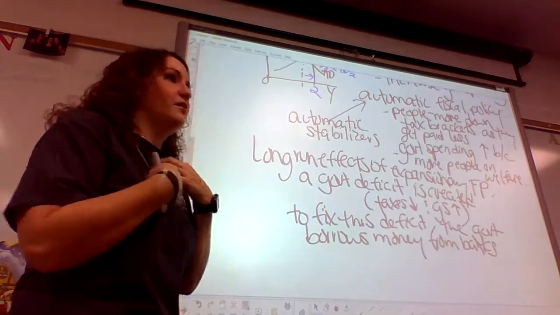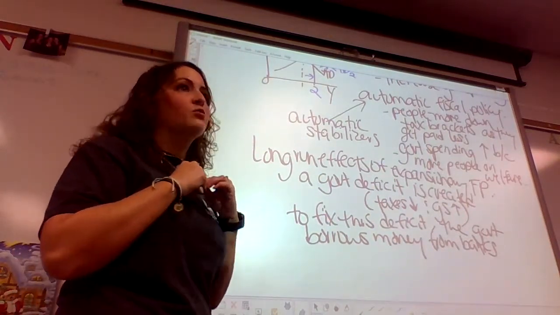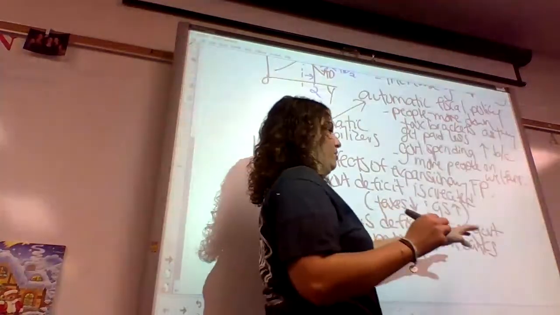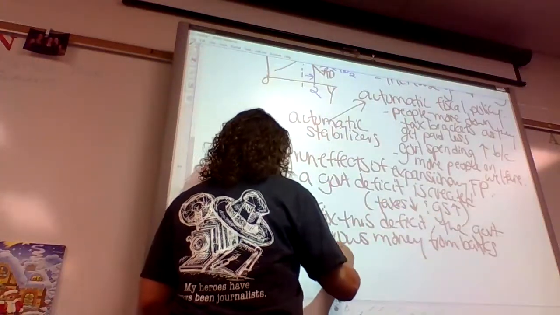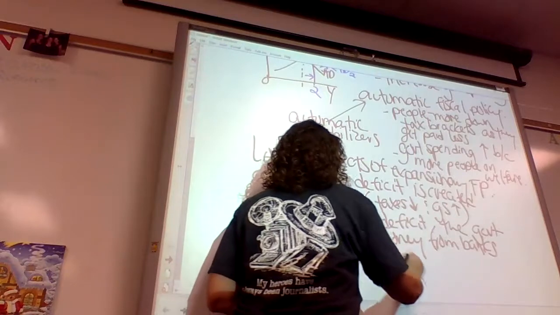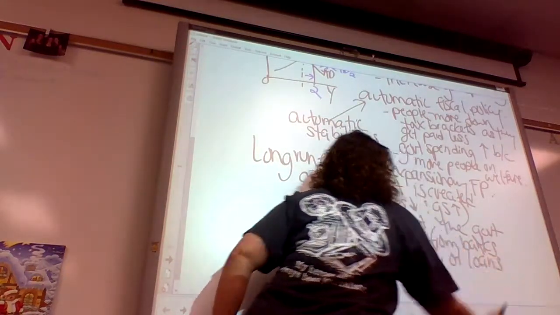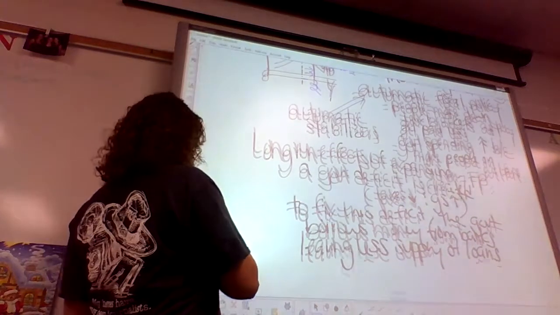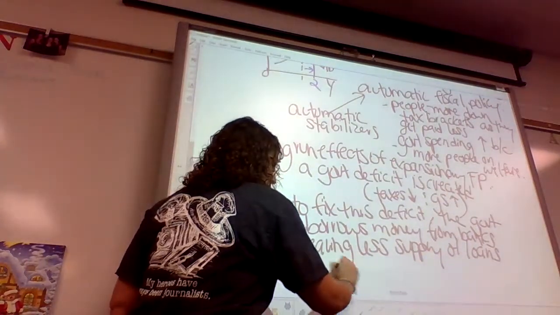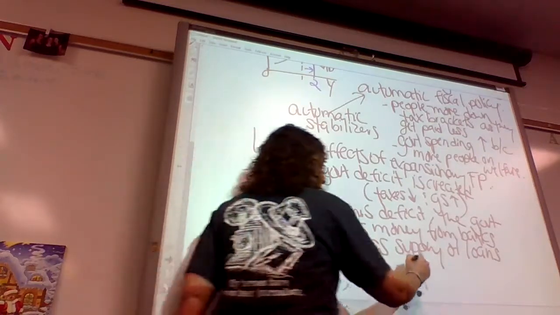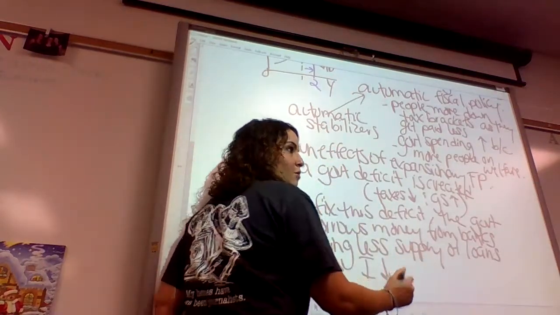I always shift supply to the left. But if you want demand to the right, then you're going to say more demand for loans. But I'm going to say leaving less supply of loans. Interest rates go up. Investment spending goes down. Long-run economic growth goes down.